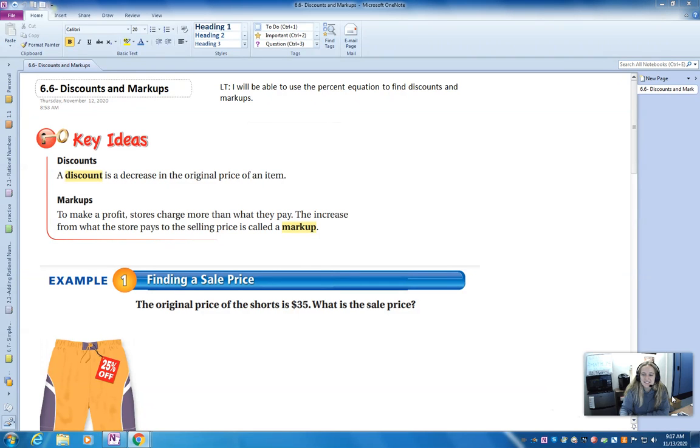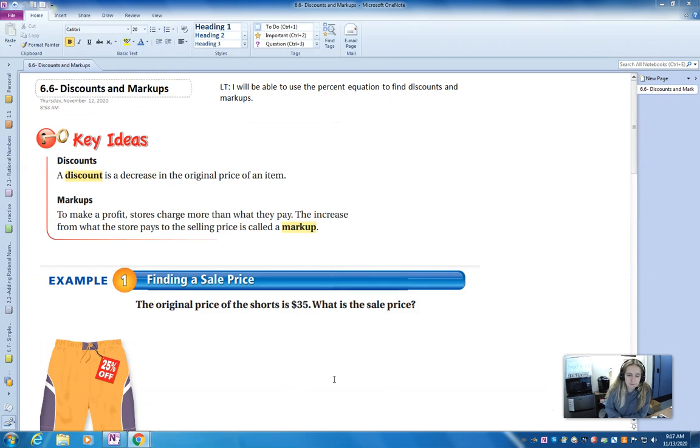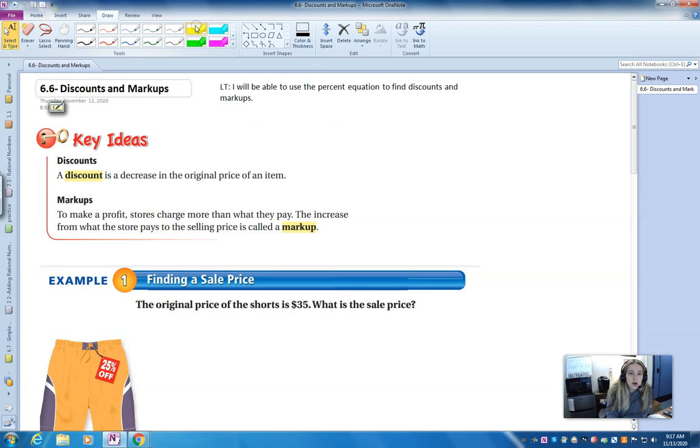Hi, everybody. So today we're going to be talking about 6.6, which is discounts and markups. So before we start, let's make sure you have your math composition notebook out, open, and that you are taking notes on everything that is on my screen, okay? Okay, so let's start by writing the learning target. I will be able to use the percent equation to find discounts and markups, okay? So let's write that down so you have that.